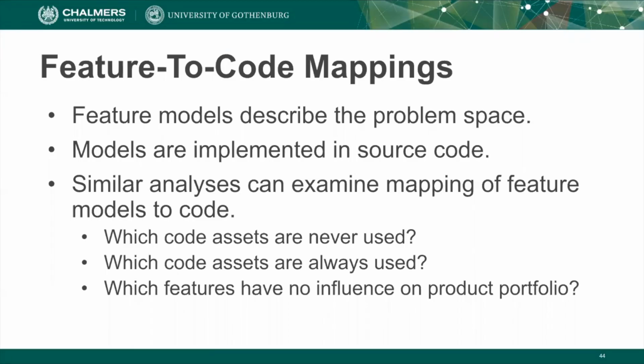So in the last section, we focused on the problem space with feature models and feature selections. Now we investigate the mapping from features to code. That is the mapping from the problem space to the solution space. By leveraging the same analyses from the previous section, we can look at how to detect unused modules and dead code in preprocessor-based implementations, and look at issues regarding build systems, for example, that can complicate these analyses. So we could look at things like which code fragments are never included in any product, which code fragments are included in all products, and what features have no influence in the product portfolio at all.